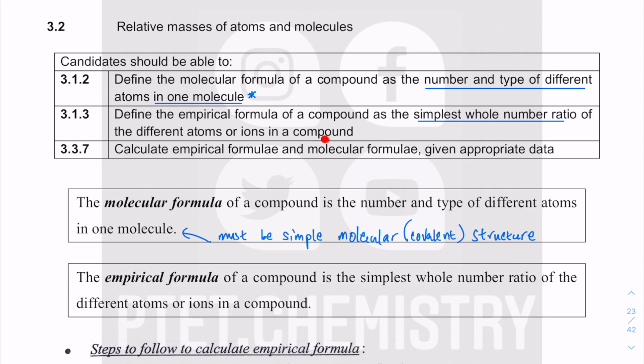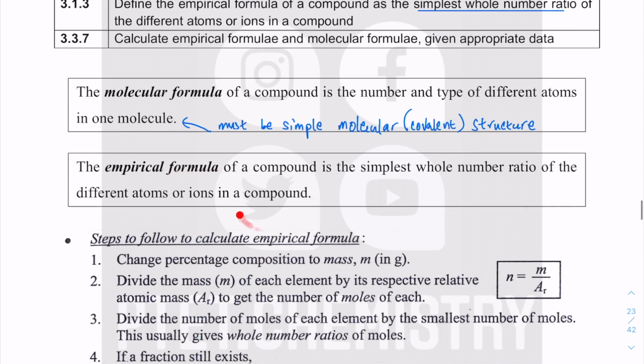But you could of course also have a molecule as a compound, meaning simple molecules, and therefore we're looking at the simplest whole number ratio of different atoms instead. Okay, so that definition actually covers different kinds of compound, whether you have an ionic compound which consists of ions, or a covalent compound which consists of atoms. But what is different between molecular and empirical is that they say in a compound, they don't say in one molecule, because this thing only exists for simple molecular structure.